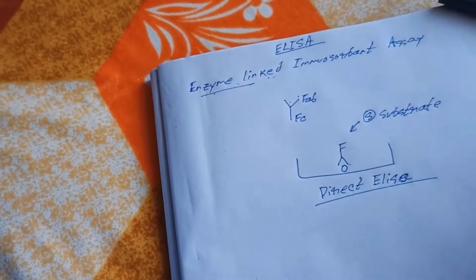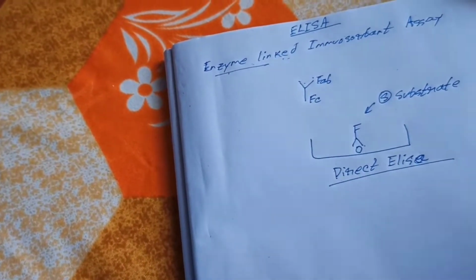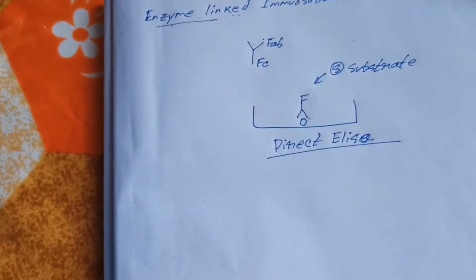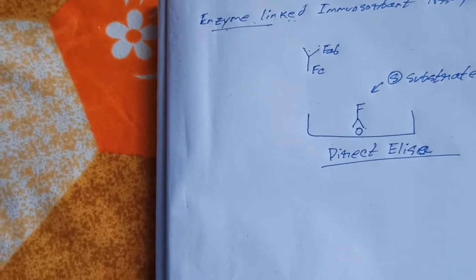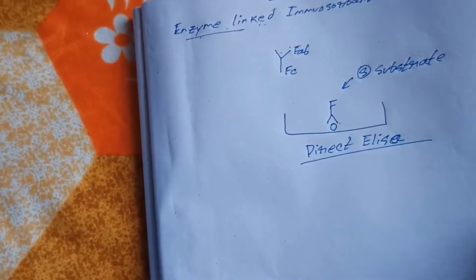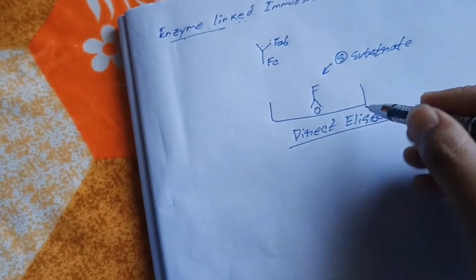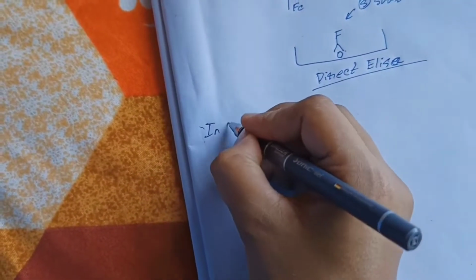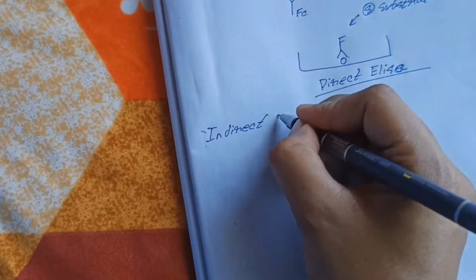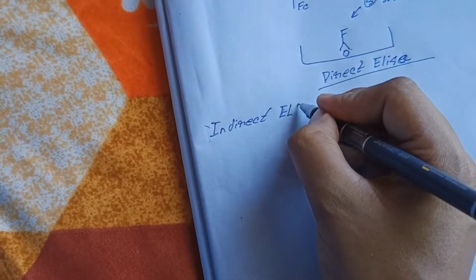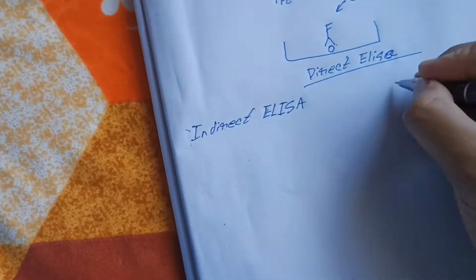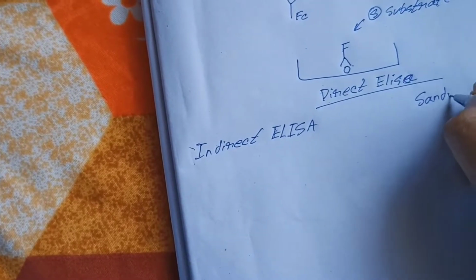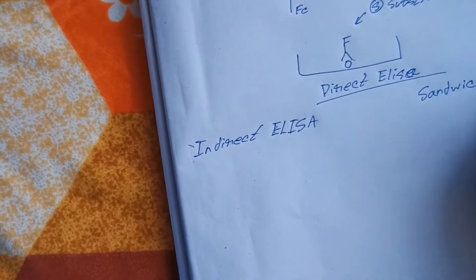Today we are not going to use the direct ELISA. We are going to use basically the indirect ELISA or the sandwich ELISA. Today I'm going to discuss three types: one, what I just discussed, the direct ELISA; two, indirect ELISA; and three, the sandwich ELISA.